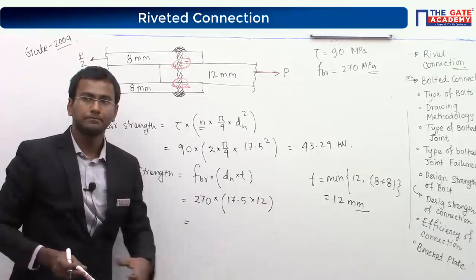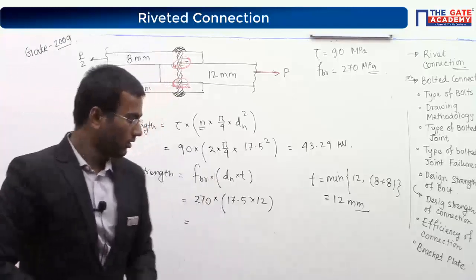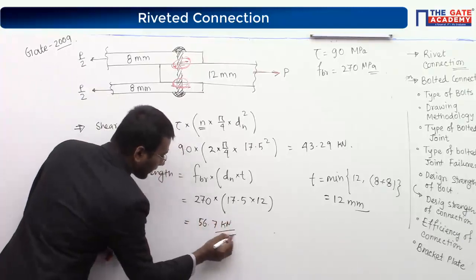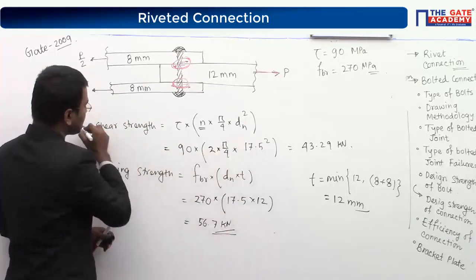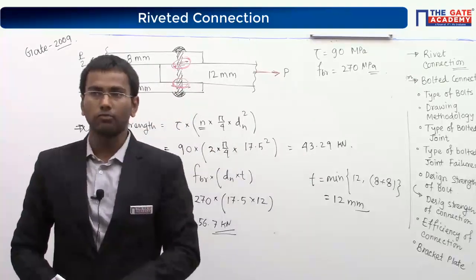56.7 kilonewton. So I can find out this one and this one. The least is this one, the shear strength value, and this is nothing but your rivet value.